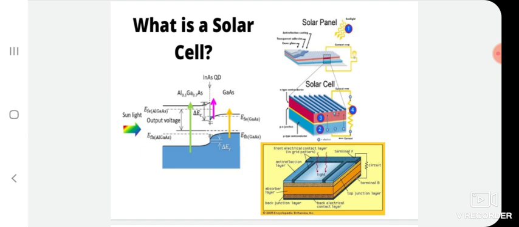An individual solar cell can be combined to form a module, commonly known as a solar panel.